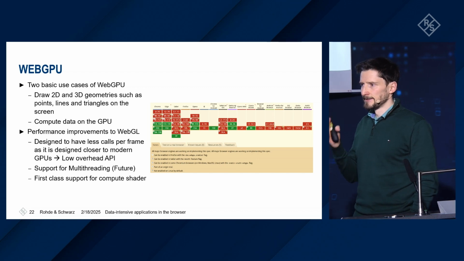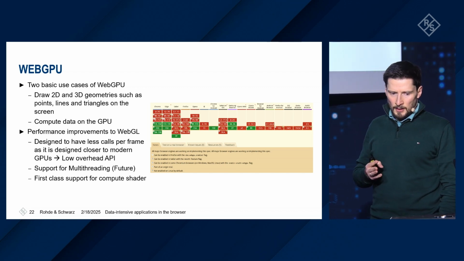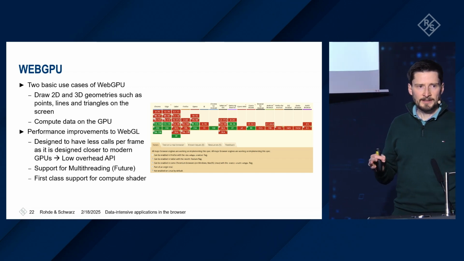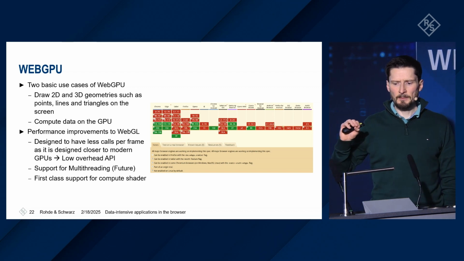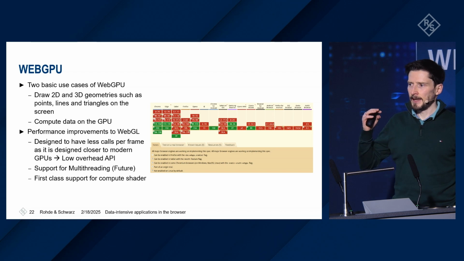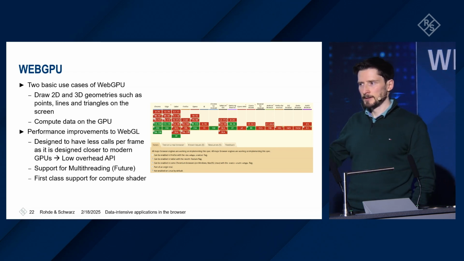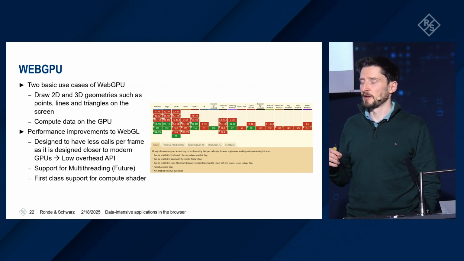It is designed to have fewer API calls, and it will add support in the future for multi-threading, which is also very important. Currently in such map applications, we see that the encoding of these drawing calls is quite a bottleneck, and this will be much easier and faster if the multi-threading feature arrives.